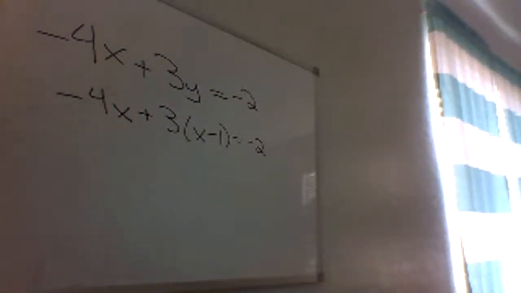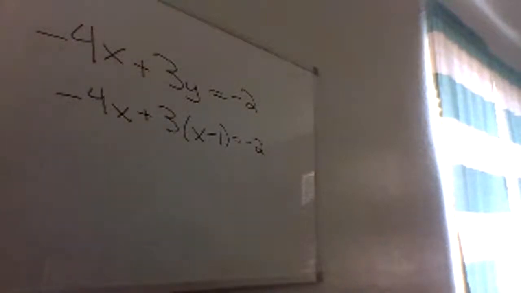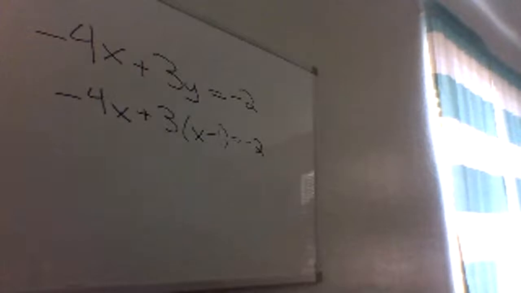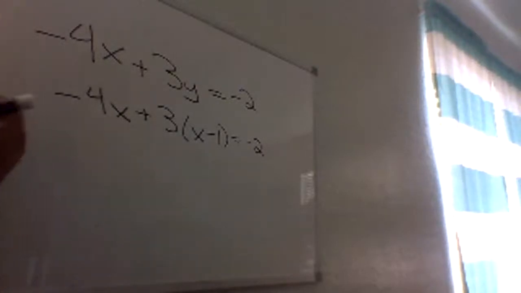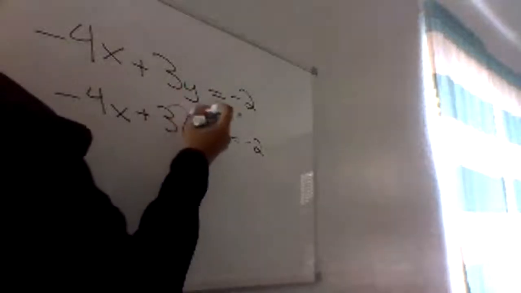Okay. All right. So what's the next step? I got rid of that y. So what do I want to do now? Are we multiplying the 3 by the x and the 1 in the parentheses? See, you're killing it. Love it.